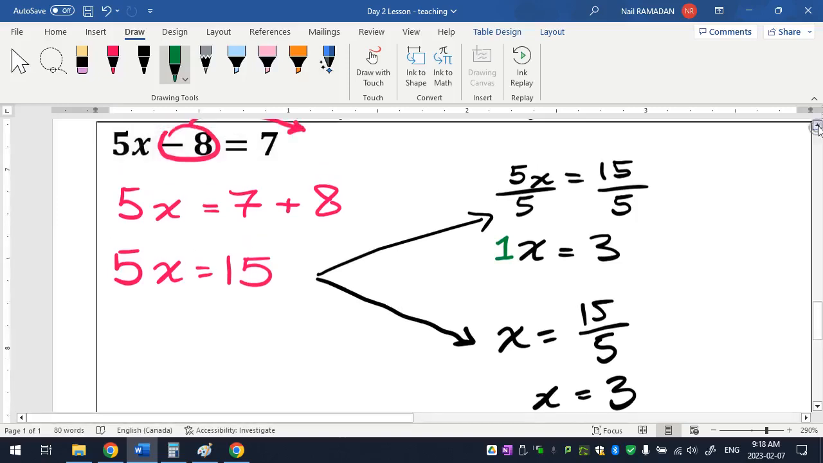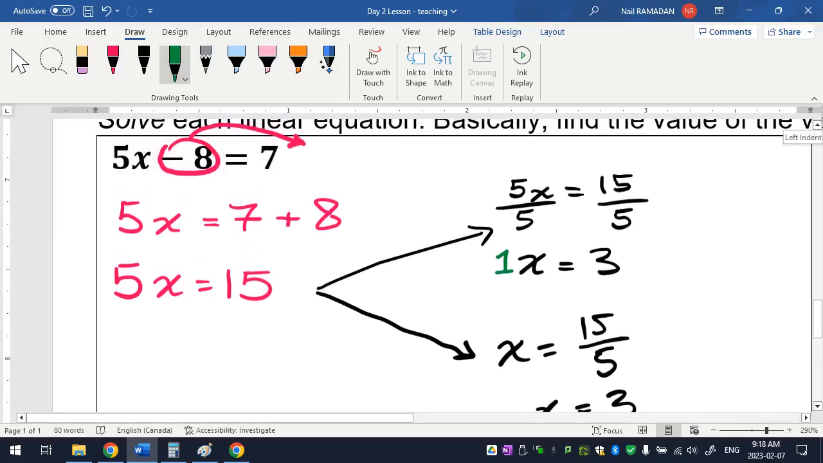Let's do that real quick. By the way, I will never ask you to check. You can always check for your own benefit. What's 5 times 3? 5 times 3. 15. 15 minus 8? Perfect. The equation checks out. Done. That's what it means. Okay, let's look at this one.